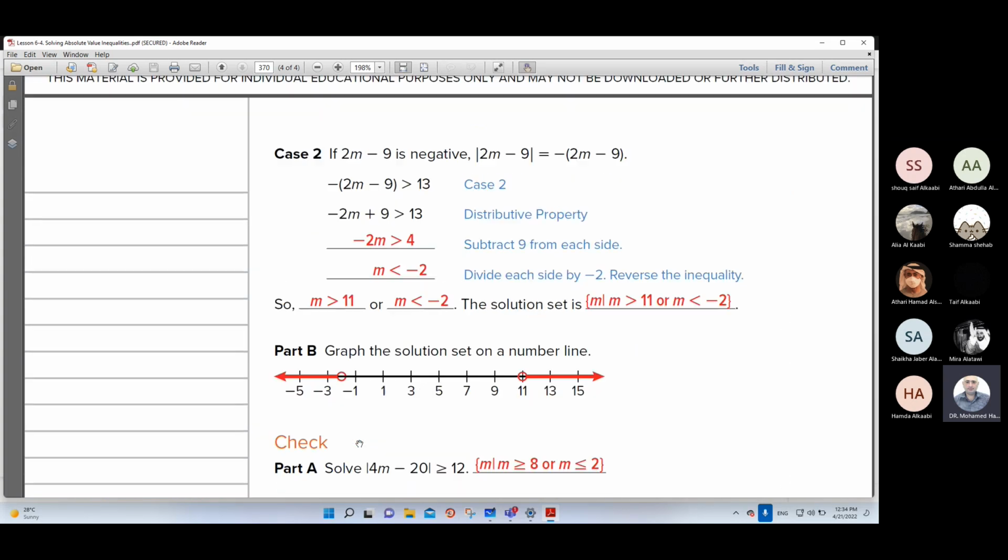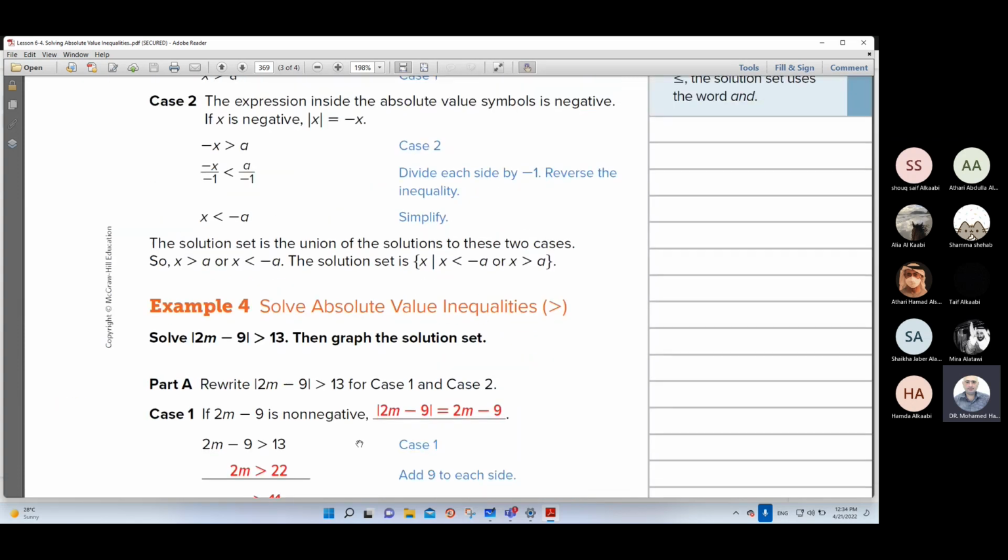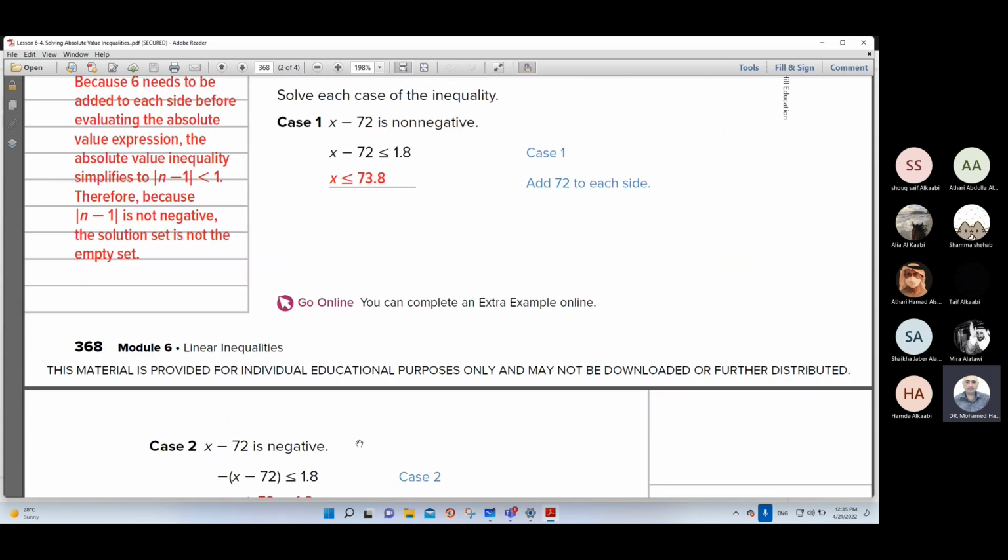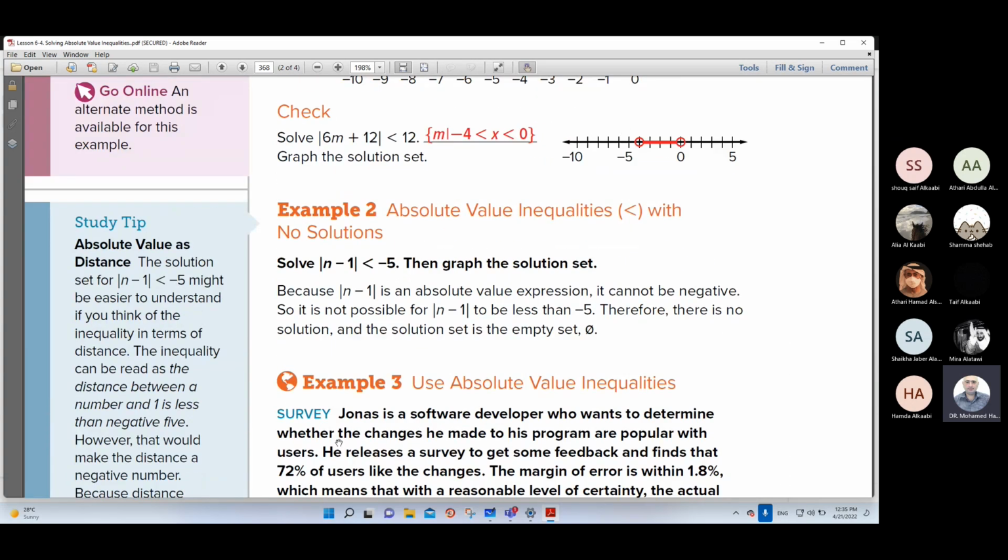Who has any question about this idea? Are all ideas clear in this lesson? Okay.